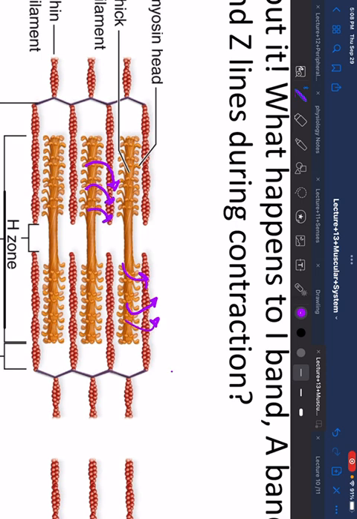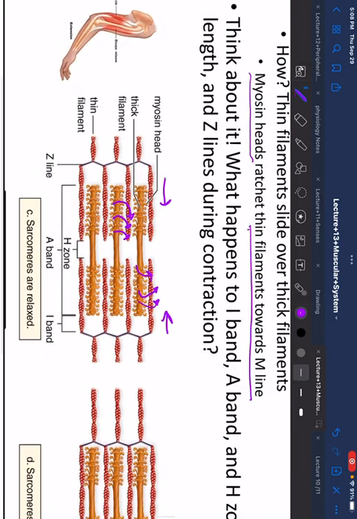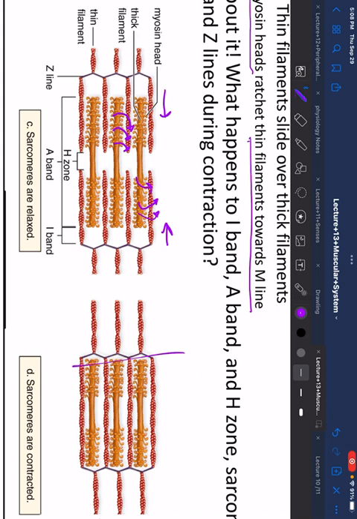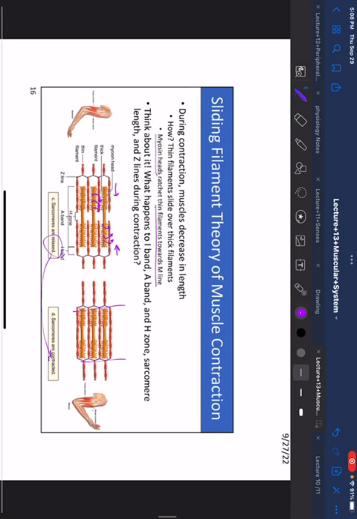Here's a relaxed sarcomere, and then here's a contracted sarcomere. We've now decreased the length of the sarcomere. And that's what happens during muscle contraction. By decreasing the length of the sarcomeres, we'll decrease the length of the muscle, and that allows for contraction and movement.